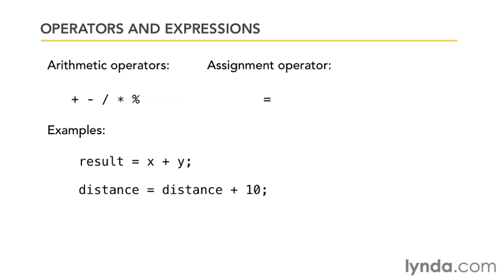This takes the existing variable, adds 10 to it, puts the result back in the same variable. In fact, this is so common that there's a shorthand notation for doing this. You could write distance equals distance plus 10 the same way by just doing distance plus equals 10. And in C# that means take the variable and add to itself the number on the right-hand side. It also works, of course, for the minus, the multiplication, the divide, and the modulus operators as well.